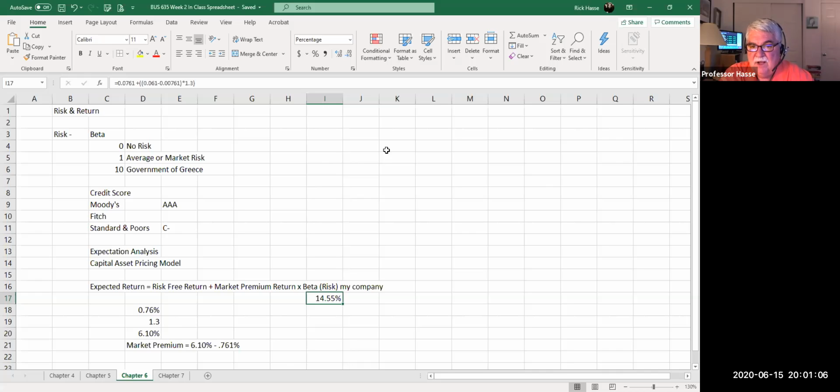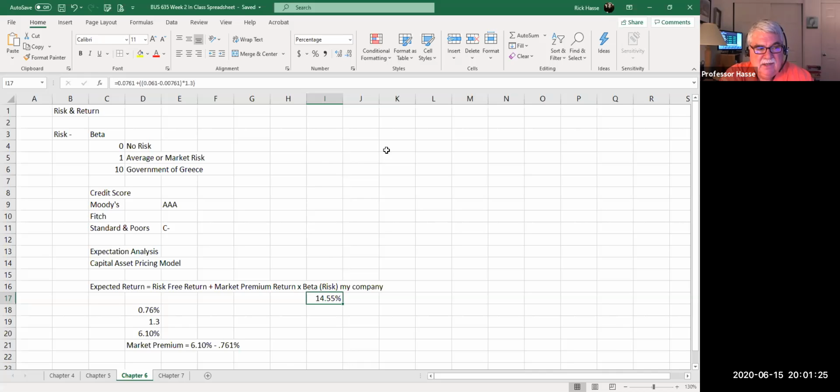Now, if this was Apple Computer and the return was 14.55, maybe I would think Apple and Amazon can generate those kind of returns. But Ford Motor Company does not. Of course, Apple and Amazon's betas are a lot lower than Ford, less risk.